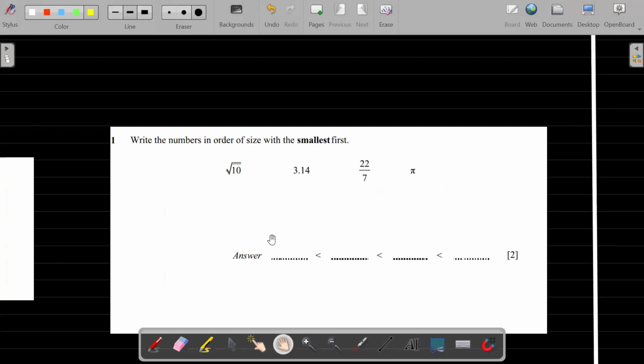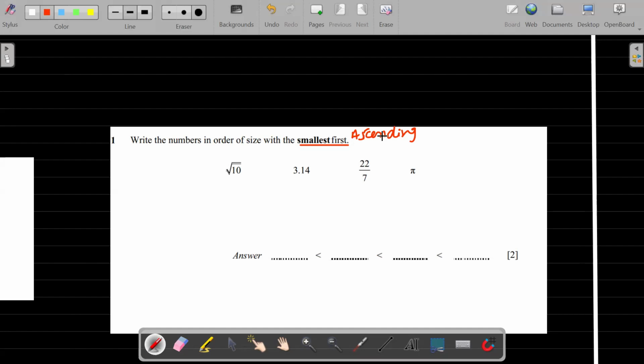So let's try some examples. It says to write the numbers in order of size with the smallest first. Smallest first means that this is ascending order. If the question says ascending order, you write the smallest first, or if it says smallest first, you can understand that this is ascending order. These are the two terms that can be used. Now, which one can be the smallest?